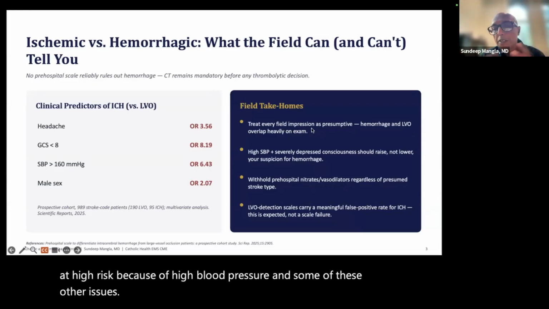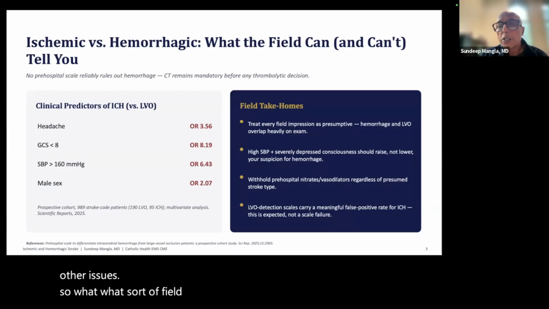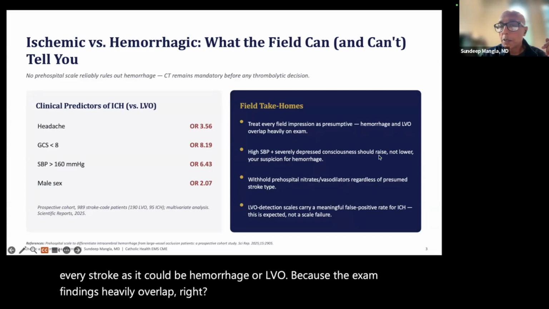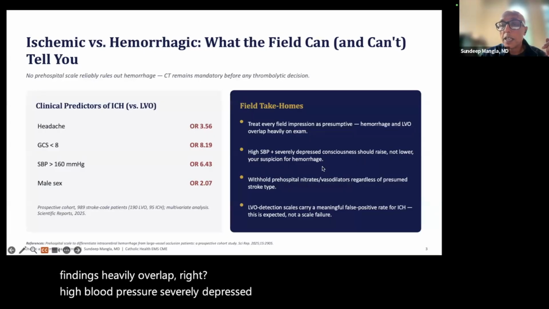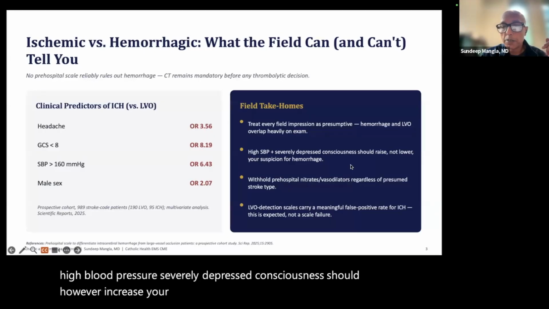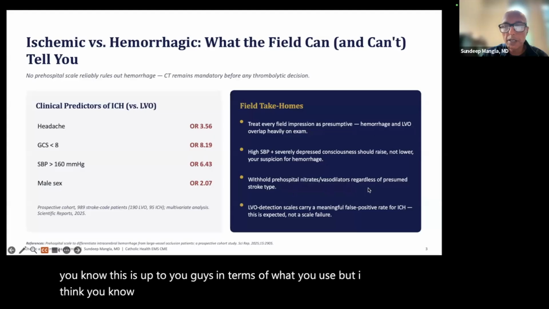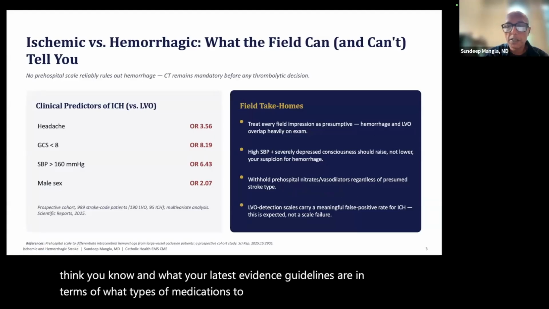So what are our field take homes for these things? Well, treat every stroke as it could be hemorrhage or LVO because the exam findings heavily overlap, right? High blood pressure and severely depressed consciousness should, however, increase your risk for hemorrhage. And I think it's up to you guys what you use, based on your latest evidence guidelines, in terms of what types of medications to use to lower blood pressure in the field.